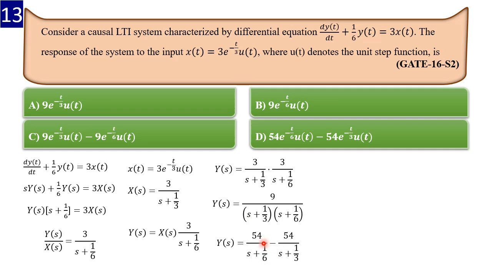So the Laplace inverse of this will be e raised to the power minus t by 6 into u(t), and for this it will be e raised to the power minus t by 3 into u(t), and 54 will be the coefficient, which remains as it is. So the answer will be this, or the answer will be D. This is the overall solution of this problem, and the answer will be D. So now let's see our next question.